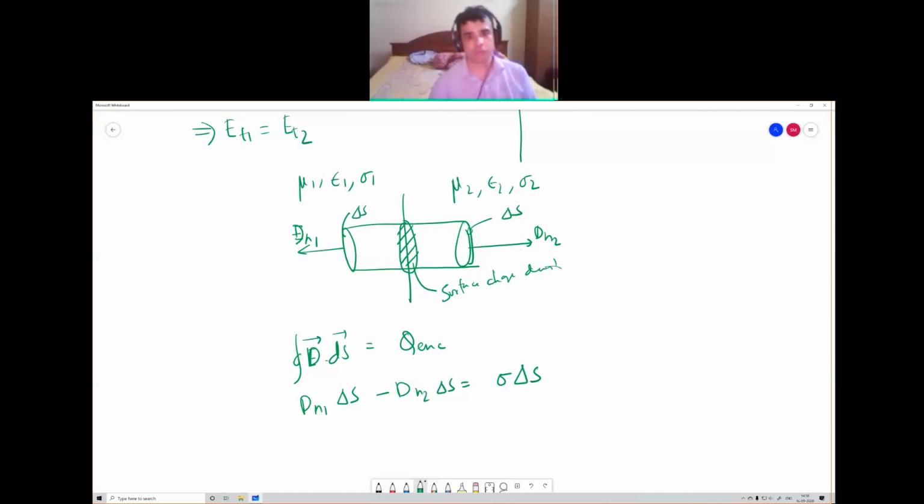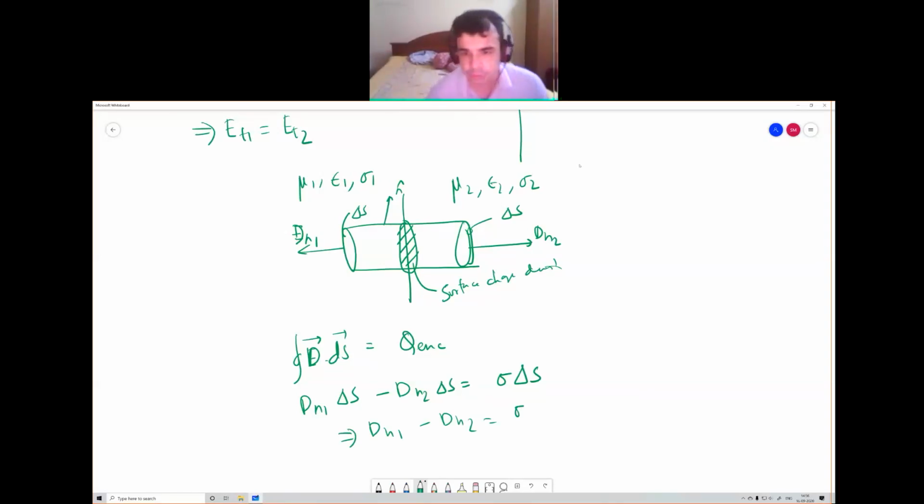Why are we not taking the curved surface? Because for the curved surface, the D vector and the normal vector are perpendicular, so D dot ds will be 0. Had we taken the curved surface here, the n vector is perpendicular to the D vector, so n dot D would be 0. So we are not taking that into account. This will be the case, or Dn1 minus Dn2 equal to sigma.